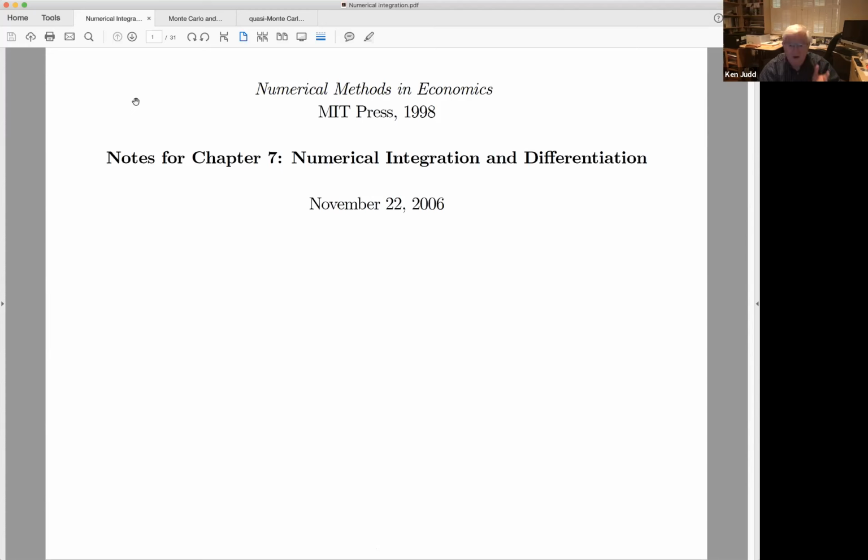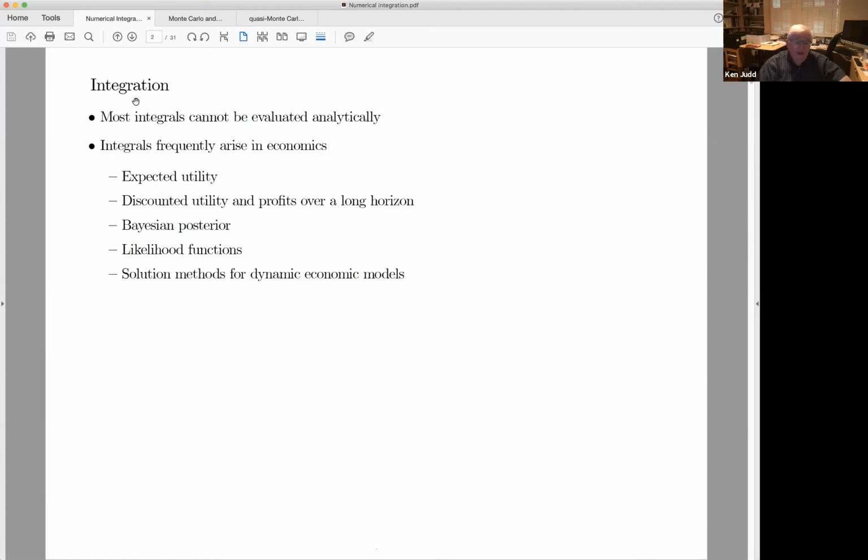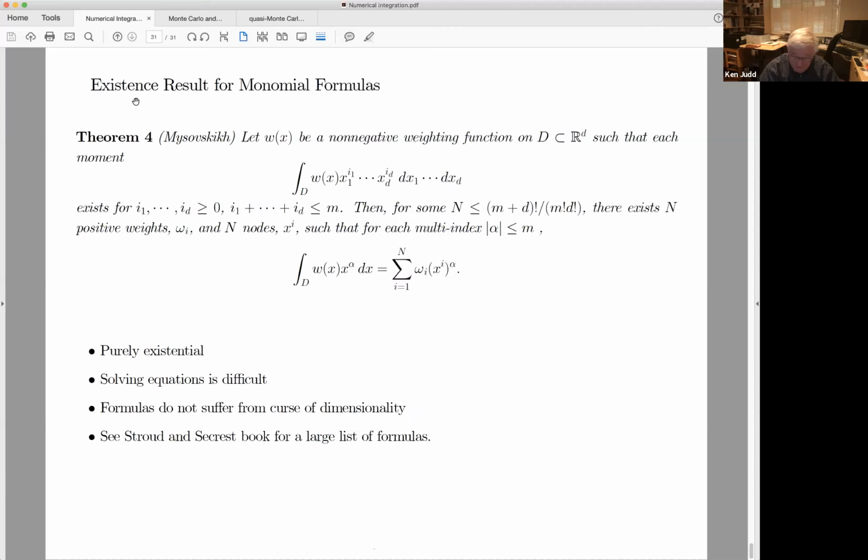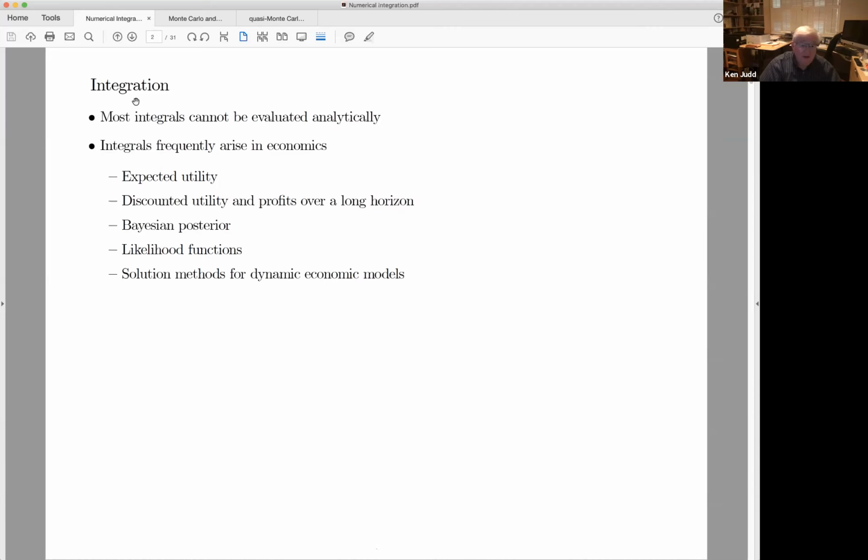Okay, so first with numerical integration. Now, integrals come up all the time in economics. What is expected utility? Expected utility is nothing more than an integral. You integrate some random utility over the density of likely states or outcomes. Also, discounting utility and profits over time is really just an integration over some variable t, time.